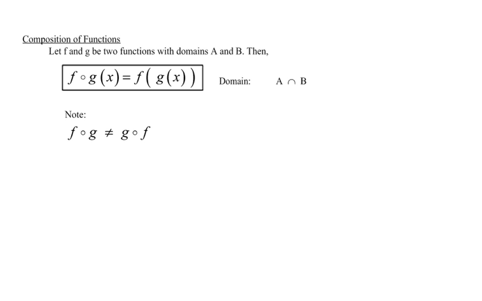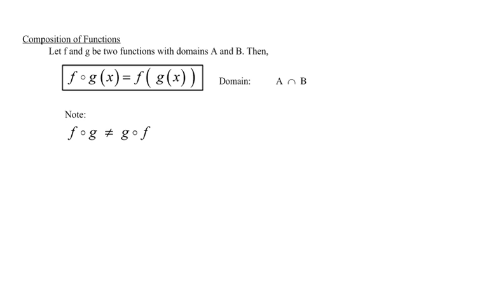Let f and g be two functions with domain a and b. Okay, the first thing we need to know, remember, this is f of g of x. Have you been learning about this? Yes, woohoo! f of g of x, right? It's an open circle here, f of g of x. It's important to know that f of g of x is not necessarily equal to g of f of x, right?